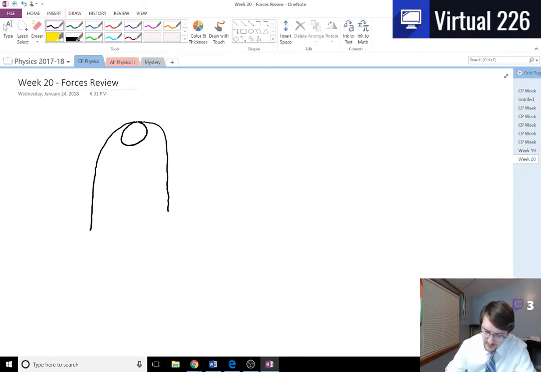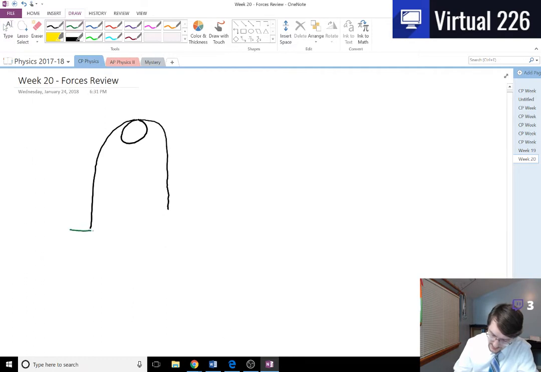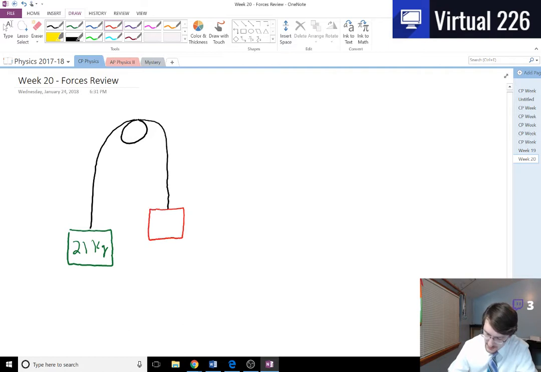Remember, pulley problems, also known as Atwood's machines. Let's add some masses here. Put a mass here of, I don't know, 21 kilograms on this side. And let's go with an unknown mass. This has some unknown mass in it. But let's say that it is at least heavier. It's heavier.